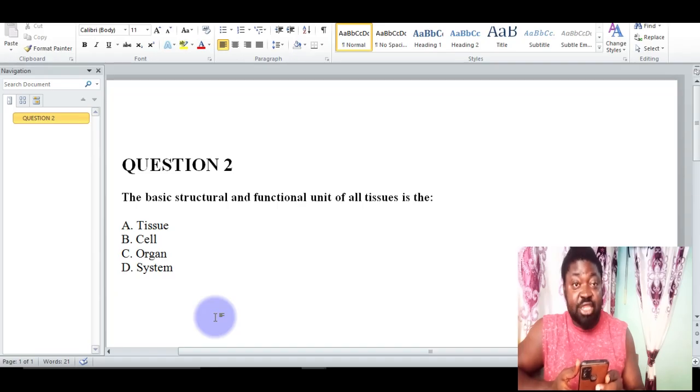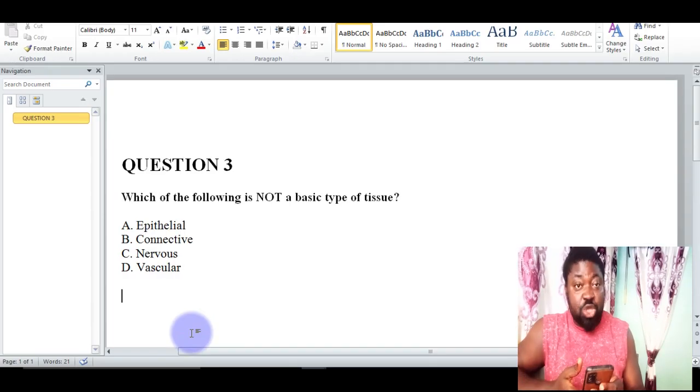So for us here, the correct option is B, which is cell. In fact, the basic structure and functional unit of all tissue is known as a cell. So the correct option is B, which is cell. Let's look at the next question. As question number 3, we are looking at which of the following is not a basic type of tissue. Which is not a basic type of tissue? We have option A, epithelial, option B, connective, C, nervous, and D, vascular.